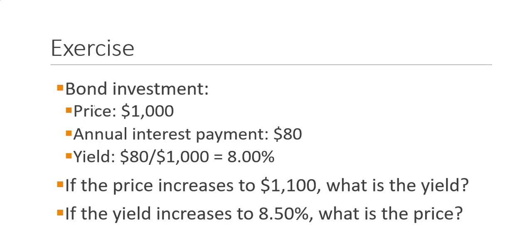Let's take a bond investment that has a price of $1,000 and an annual interest payment of $80. What we want to look at are the price and the yield of this security. So we need to calculate the yield, which I've done here by dividing the annual interest payment, or the annual cash flow, by the price of the bond. That gave us a value of 8%. Now, let's use the same structure, cash flow divided by price, to calculate, first, if the price increases to $1,100, what is the yield? And then, if the yield increases to 8.50%, what is the price? So let's go to the whiteboard.